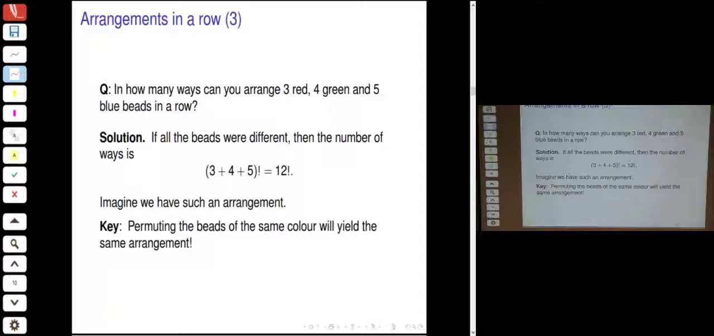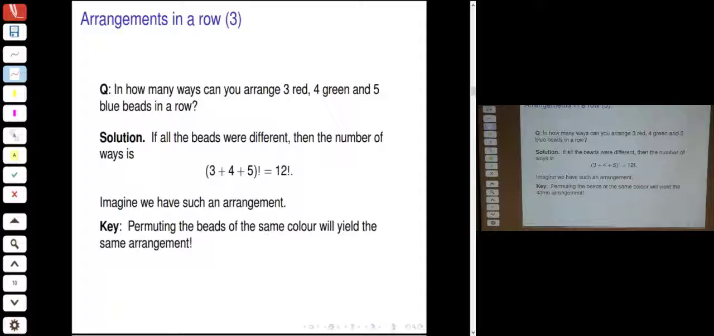So what do we do? First of all, let's try to simplify the situation. You have 3 red, 4 green and 5 blue beads. You want to arrange them in a row and count how many ways there are. So imagine that life was really simple and the beads were all of different colors. Then how many ways of arranging them in a row would there be?